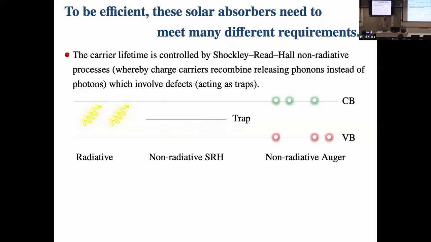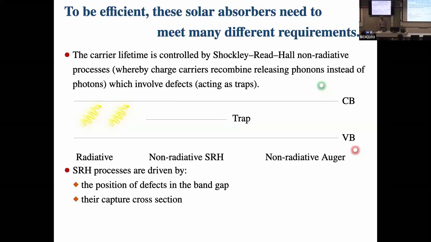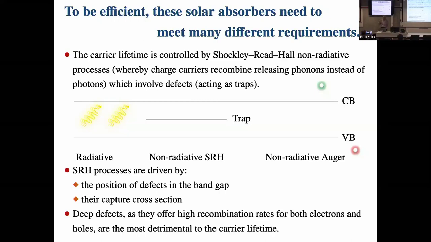Okay, the non-radiative Auger is less likely because it requires more particles to be in the neighborhood. Whereas the Shockley-Read-Hall recombination processes are really driven by the position of the defects in the band gap. If you have a shallow defect that is close to the band edges, you've changed nothing compared to the radiative process. It also depends on the capture cross section. The position that is the most detrimental is when the electrons are in the middle of the gap, okay? So the deep defects are really what is to be avoided.